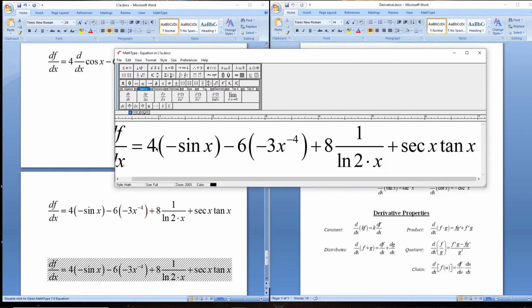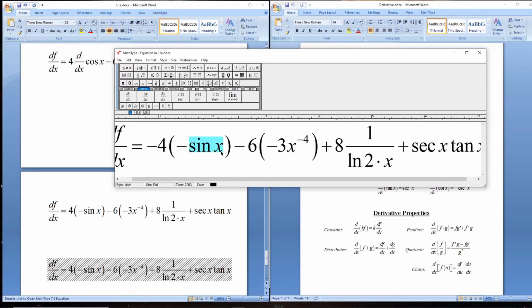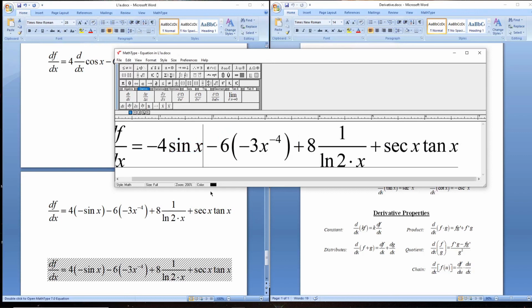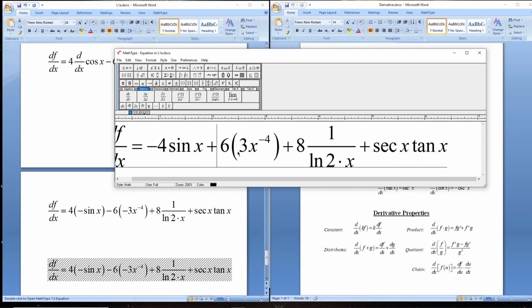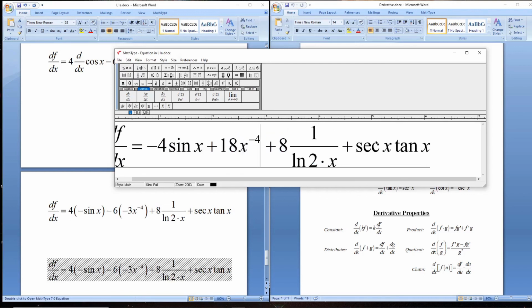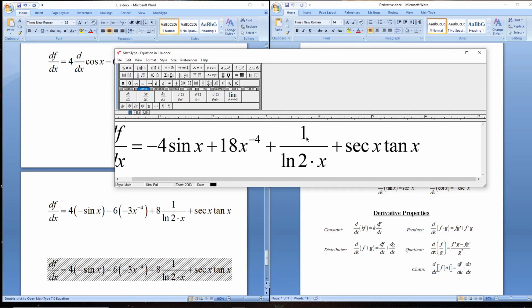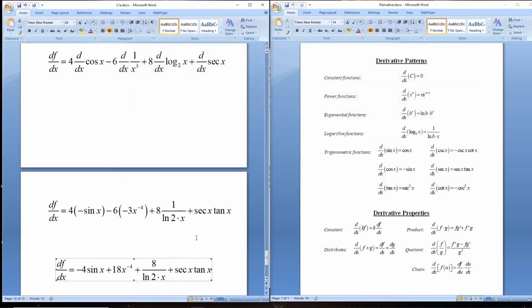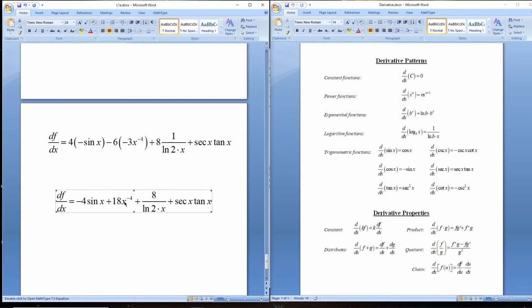So 4 times minus sine x would be minus 4 sine x. Minus and minus here is a positive. And 6 times 3 is 18. Over here, not much we can do, except maybe slot the 8 up here into the numerator. And that's all the cleanup we can do. Here is our best simplified final answer.